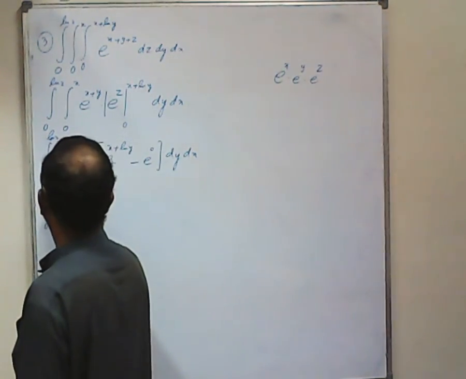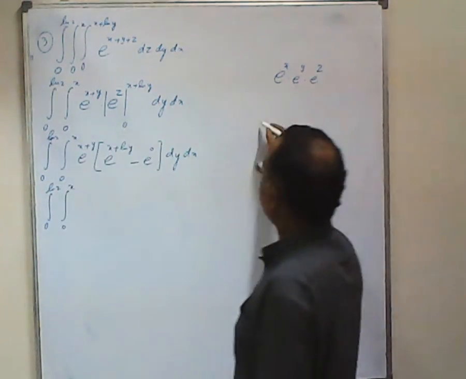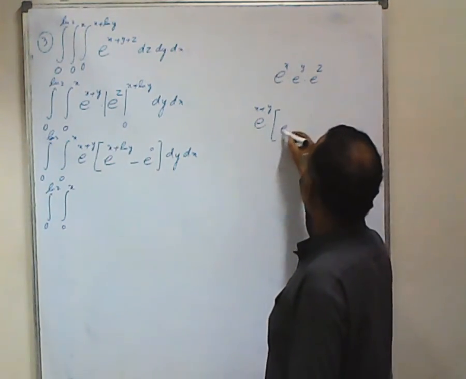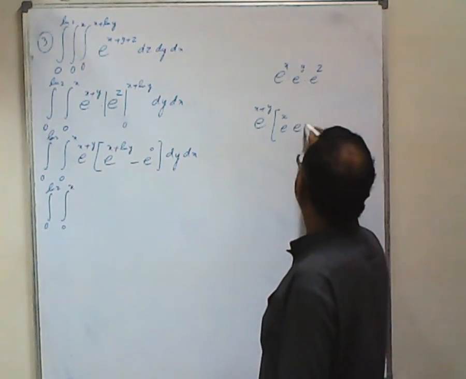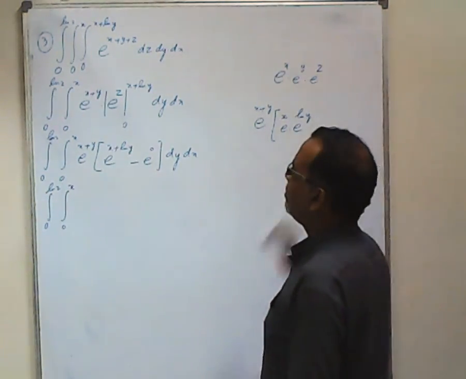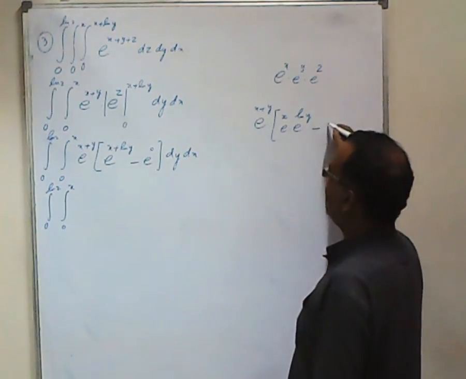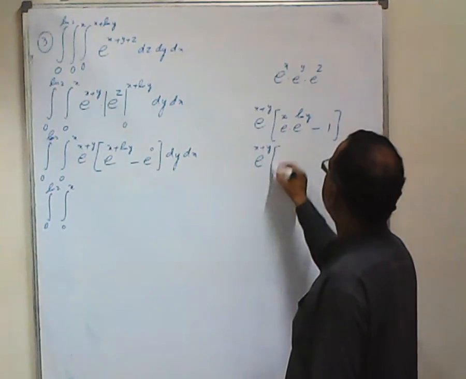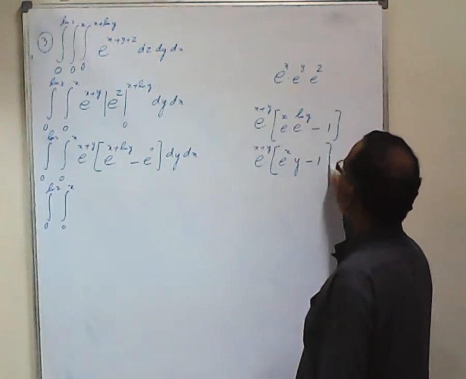So this is 0 to log 2, 0 to x. What we have now, we have e power x plus y outside, and inside we have e power x into e power log y. If I separate both these, and e power 0 means 1, so e power x plus y into e power x, e power log y is just y minus 1.